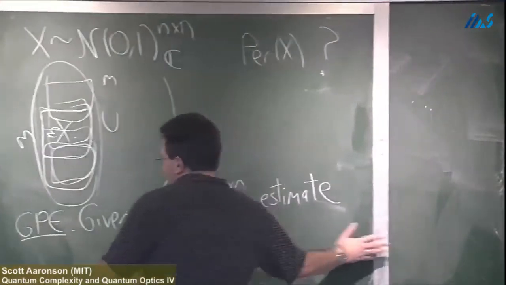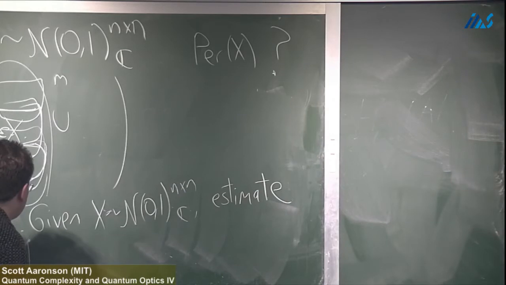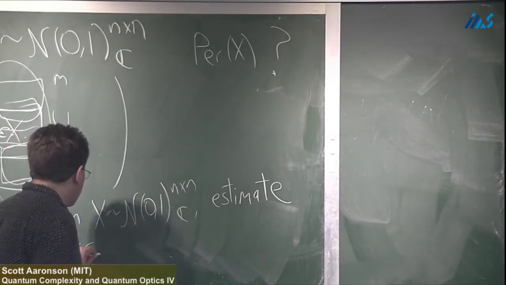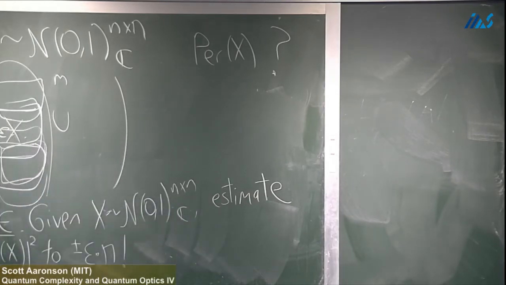And you'd like to estimate, let me say for now, the absolute square of the permanent of x. And you'd like to do so to within a small additive error. And by small, I'll mean plus or minus epsilon times n factorial.